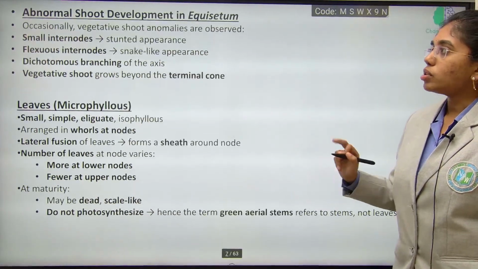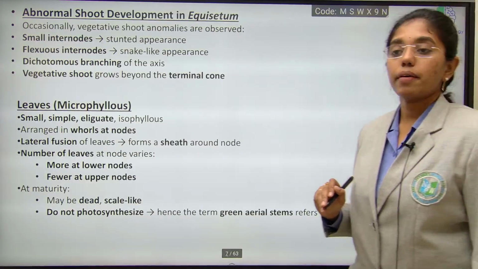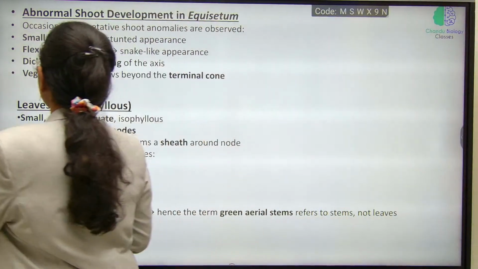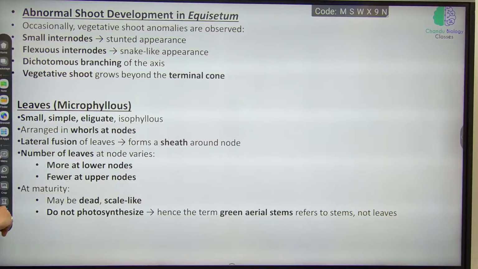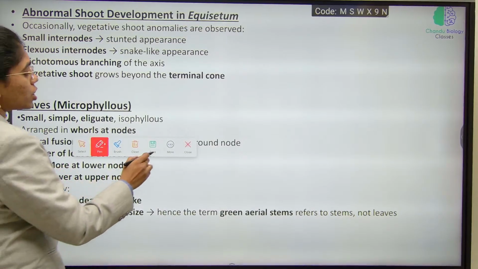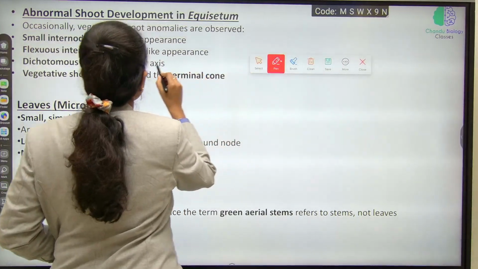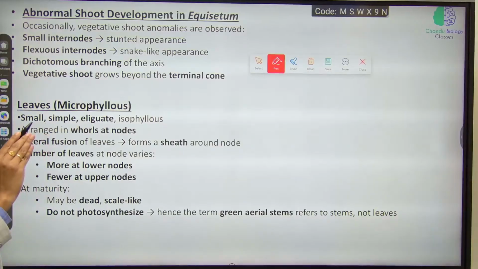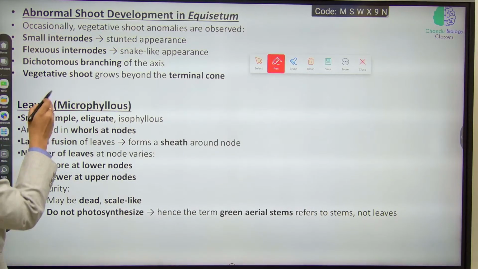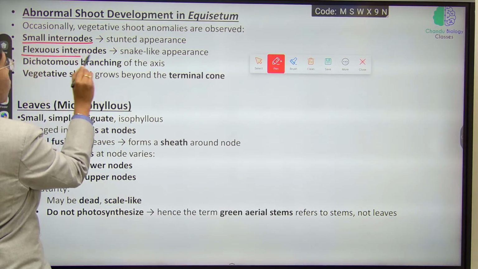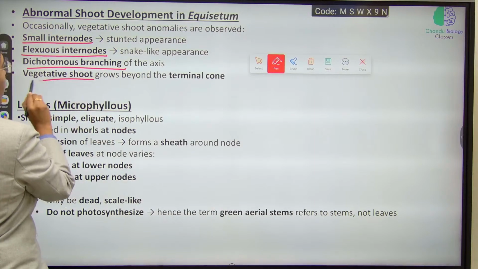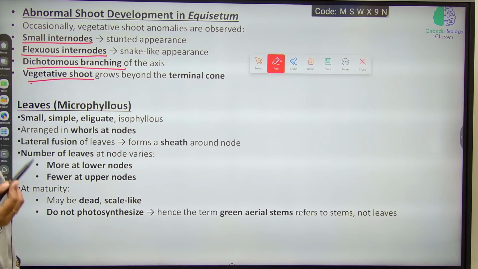In a few you see abnormal shoot development wherein small branches will give a stunted appearance, flexuous internodes will give a snake-like appearance, dichotomous branching is observed in the main axis, and vegetative shoot grows beyond the terminal cone. These are the specific features to be noted from Equisetum aerial branches.